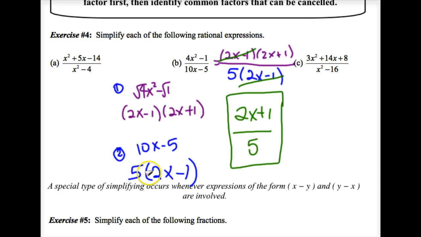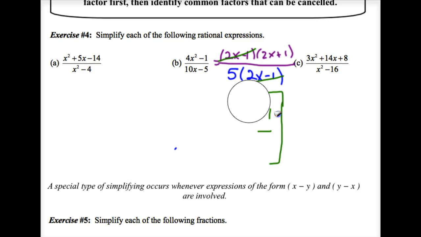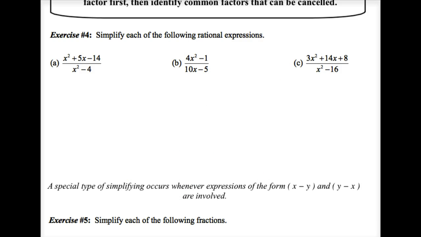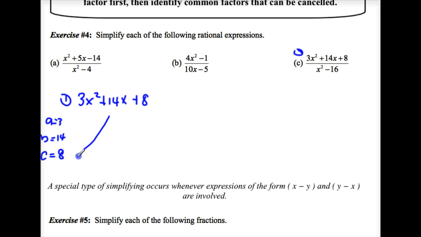Alrighty, so you got this down on your paper. Let's get rid of this. And we are going to start with C. Now C, we're going to start with the first part. And I'm going to come all the way over here. 3x squared plus 14x plus 8. My A is 3, my B is 14, and my C is 8. Make my x: 8 times 3 is 24, and 14 on the bottom.